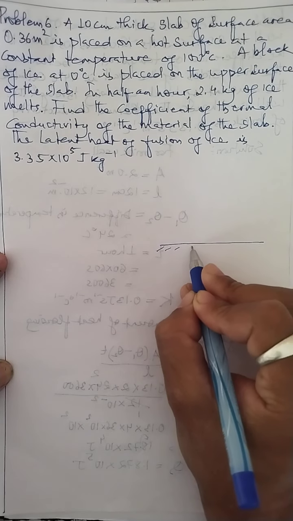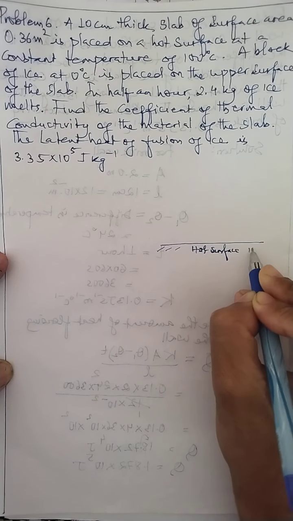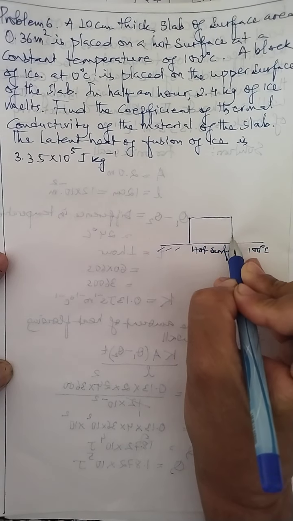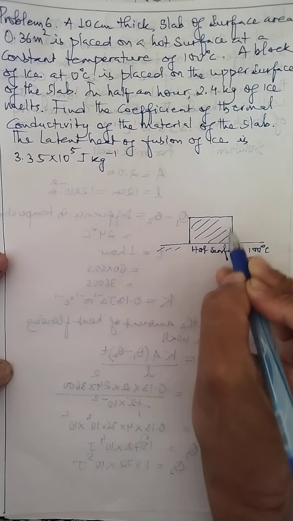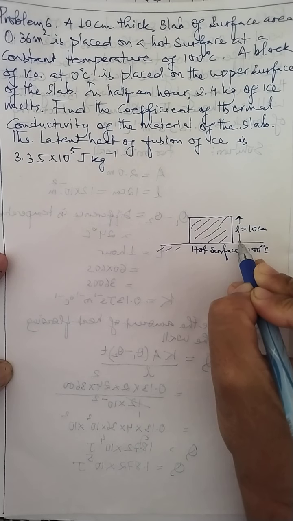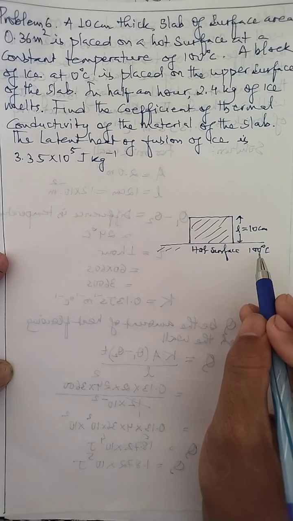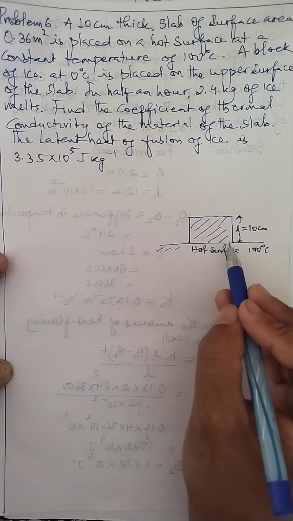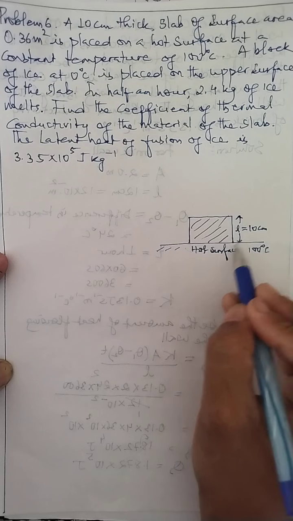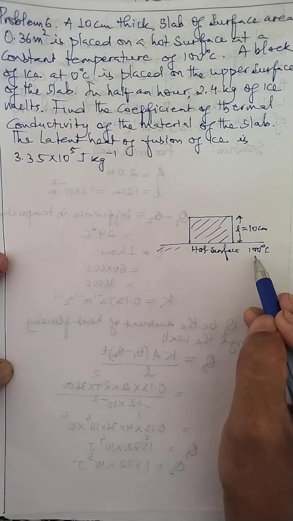This is the hot surface, at a temperature of 100 degrees Celsius, and over this surface there is a slab which is placed. This slab is of thickness 10 centimeter. When this slab is placed on the hot surface at constant temperature 100 degrees Celsius, the lower end of the slab absorbs the heat at temperature 100 degrees Celsius. So what happened?